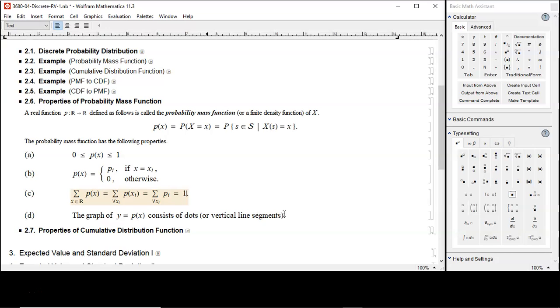And then the graph consists of dots, or dots with vertical line segments, or you can use rectangles and make probability histograms if you use rectangles of the same width and none of them overlap. But of course, I don't like those probability histograms very much at this moment. Sometimes they're more useful, but at this moment, no. I prefer those dots.